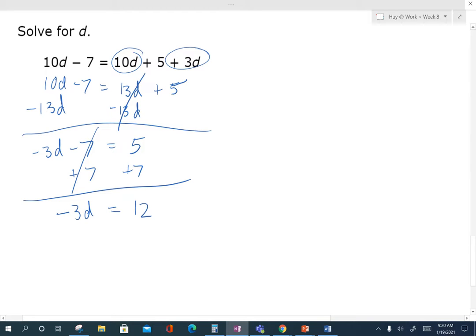And since it's negative 3 times D, let's divide by negative 3 on both sides. And then D equals 12 divided by negative 3 is a negative 4. All right, because those negative 3's divided by negative 3's cancel out. So D equals negative 4.